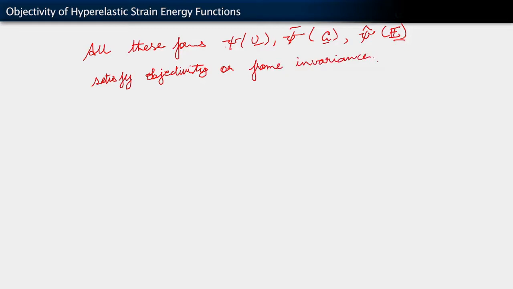Stated differently, they are rotation invariant. We can take our reference configuration, our current configuration, and spin it as much as we like. No difference to the strain energy function.